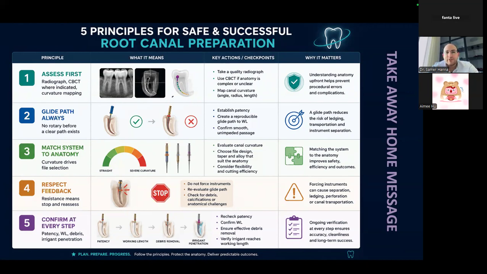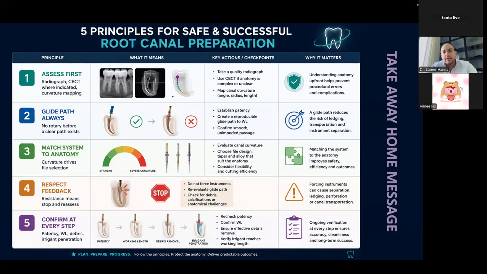Assess first, radiograph, CBCT when indicated, curvature mapping. Look at the tooth, understand what you're going in. Take a quality radiograph, use CBCT if anatomy is complex or unclear, map canal curvature, angle, radius, length, all of this. It matters very much, as understanding the anatomy upfront helps prevent procedural errors and the choice of a good system that will work in a good way with you.